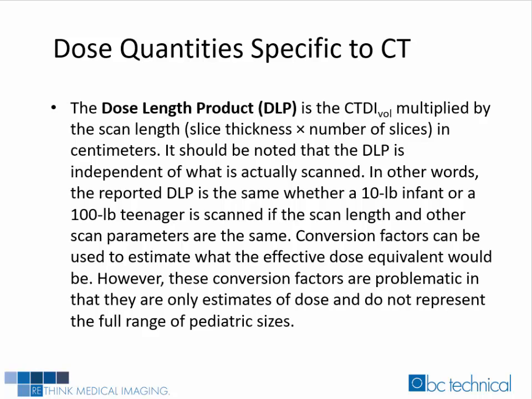The dose length product, or DLP, is the CTDI volume multiplied by the scan length, which is the slice thickness times the number of slices in centimeters. It should be noted that the DLP is independent of what is actually scanned. In other words, the reported DLP is the same whether a 10-pound infant or a 100-pound teenager is scanned, if the scan length and the other scan parameters are the same.